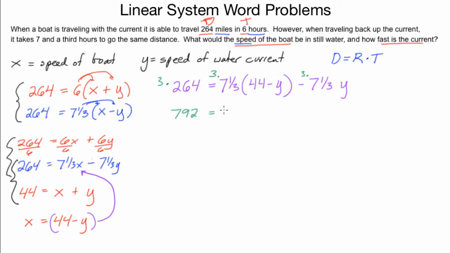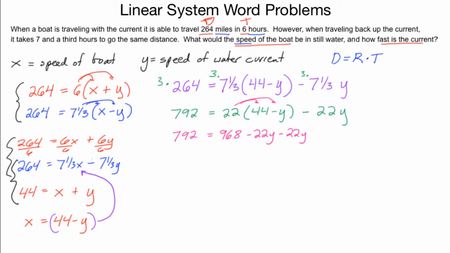3 times 7 1/3 is just 22 times 44 minus y. I don't need to multiply that because it's already multiplying the 7 1/3, which is multiplying the parentheses there. And then I got minus another 22y. Okay, let's distribute the 22 right here. So now I've got 792 is equal to 22 times 44, which is 968, minus 22y minus another 22y.